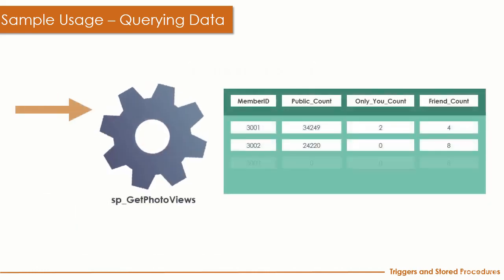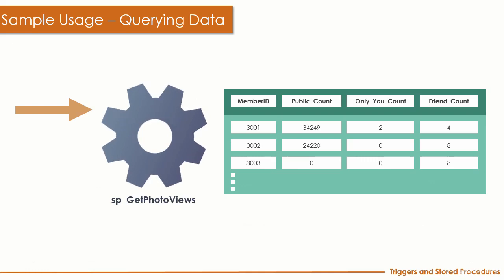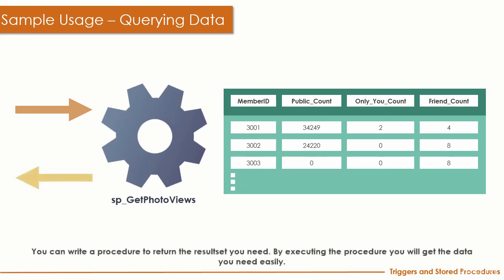Then you can write a stored procedure. Say this is get photo views, and it will return a data set which contains the member ID, which you want to collect, and the public count, just the count. It doesn't tell you about a single photo. Your own count is the private photo count, and the friend count shows how many views the photos for your friends have.